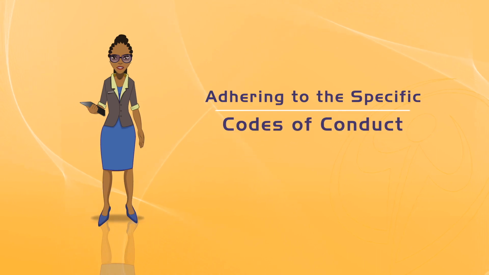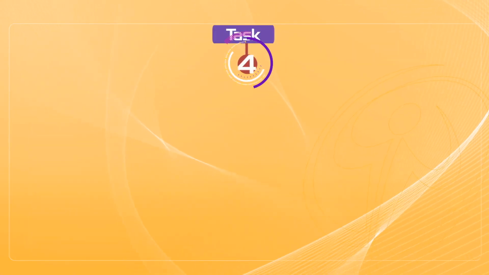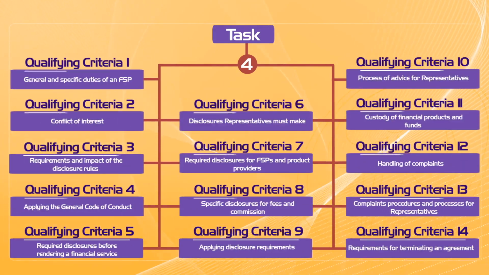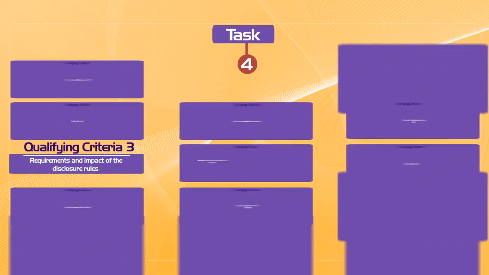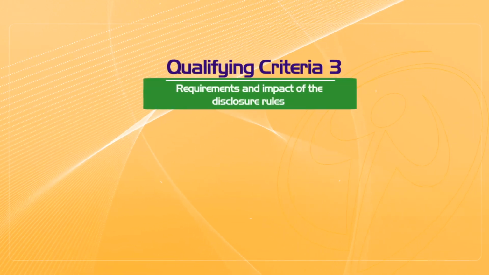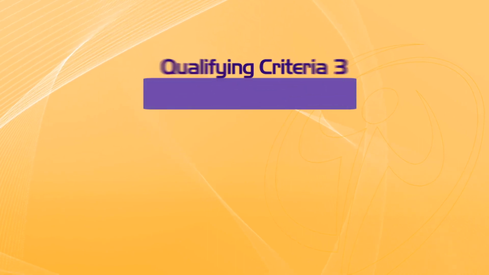Task 4 talks about adhering to the specific codes of conduct. Task 4 has 14 qualifying criteria. Let's look at Task 4, Qualifying Criteria 3. Define the requirements and impact of the disclosure rules on the FSP.